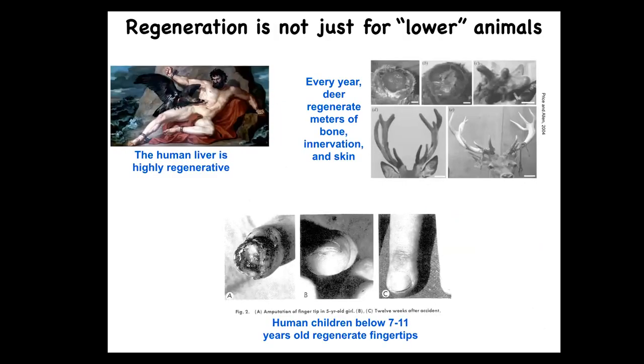Now, it's not just for worms and salamanders. I mean, humans, their liver is highly regenerative. Even the ancient Greeks knew that. I have no idea how they knew that, but they did. Human children will regenerate their fingertips up to a certain age. And deer are a large adult mammal that, while it's regenerating its antlers, will regrow up to 1.5 centimeters of new bone per day. So this is remarkable growth, bone, vasculature, innervation, all of that every year.